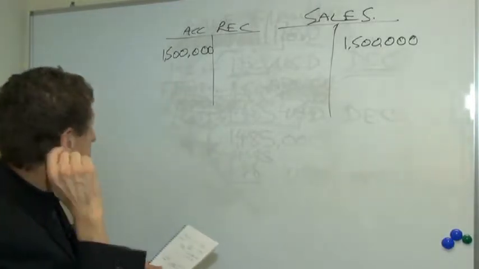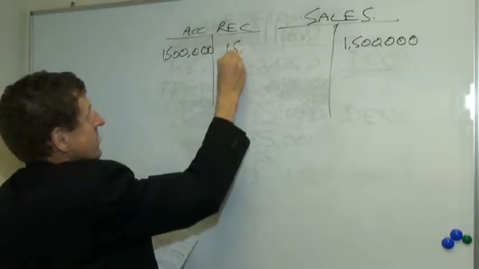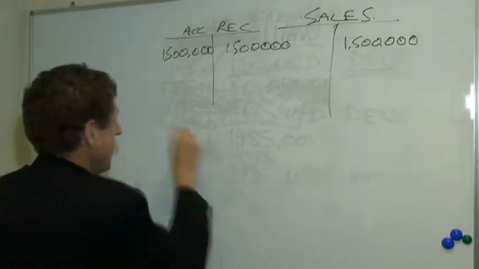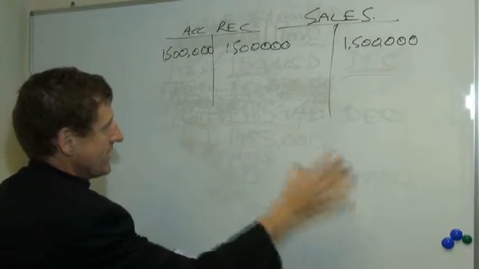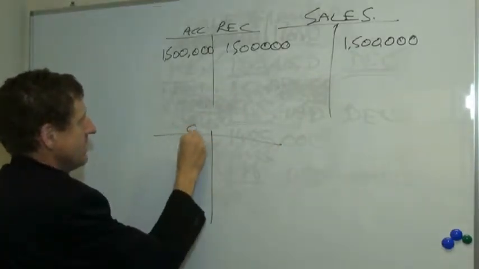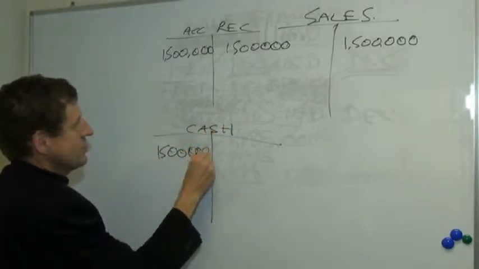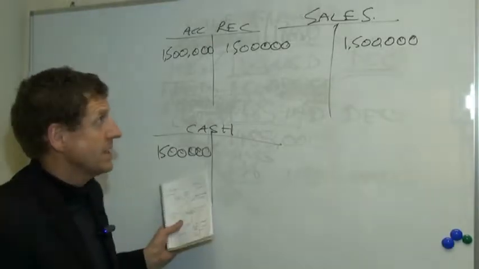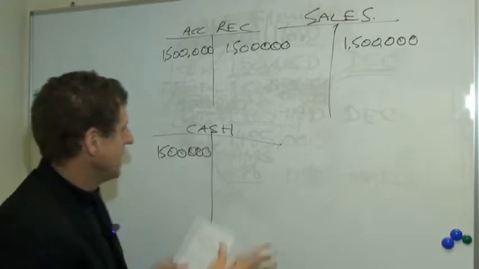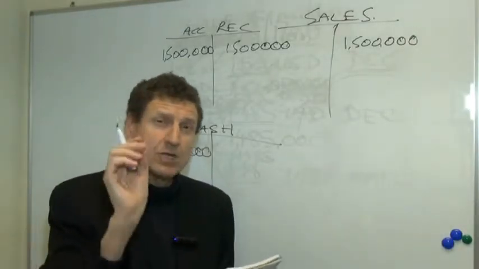Now what happens in 3 months' time? If nothing else changed, you're going to get 1.5 million in, and then we can start to have our cash, and it comes into cash. Then we have our cash, and so we get 1.5 million into our coffers here, and basically the sales, that's closed off to the profit. So the net income is increased by 1.5 million for that one transaction.